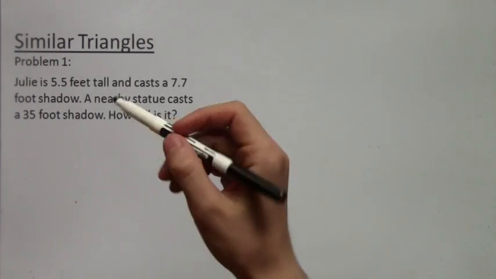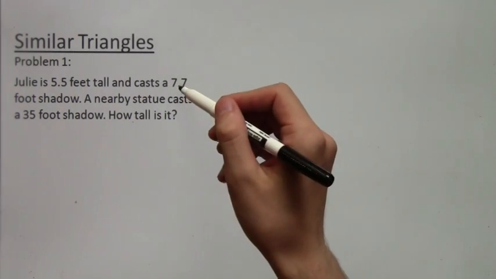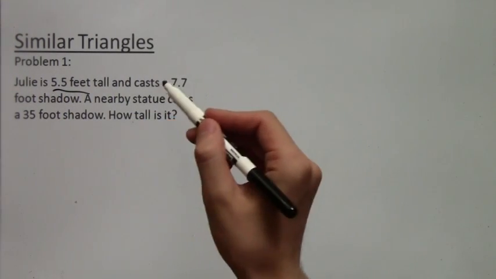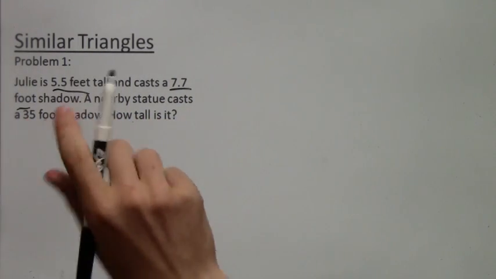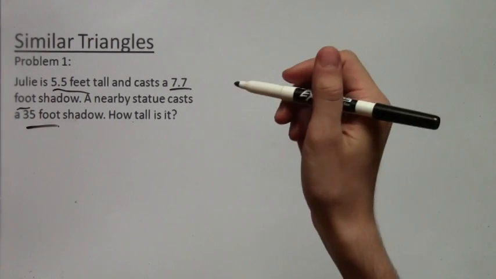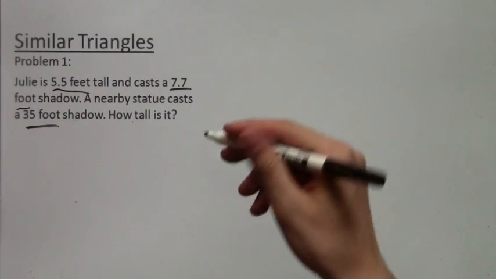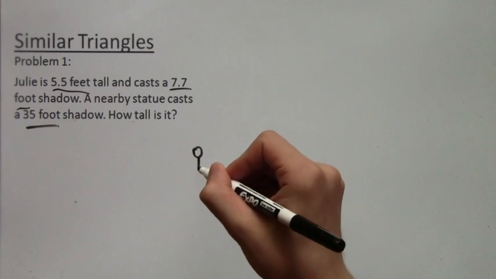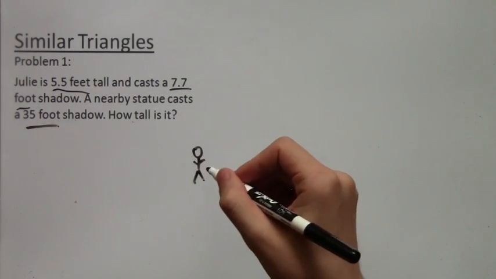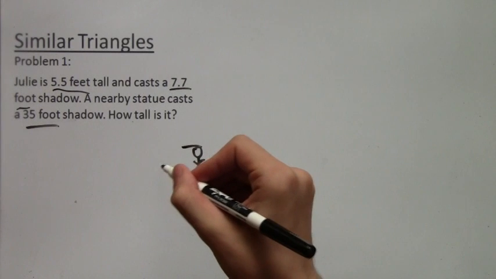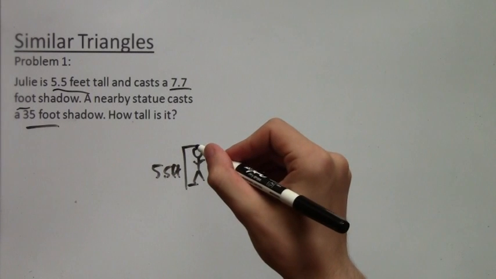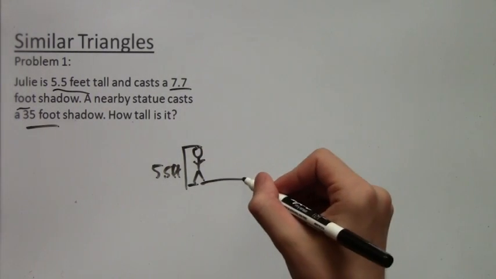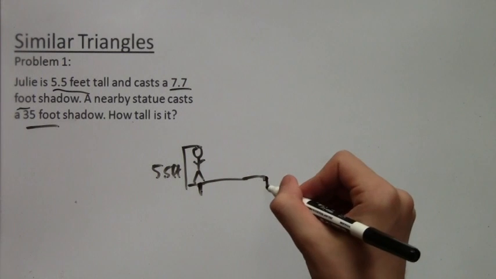Problem 1. Julie is 5.5 feet tall and casts a 7.7 foot shadow. A nearby statue casts a 35-foot shadow. How tall is it? So here are the numbers I'm underlining. Of course, we're going to need some sort of a diagram. So here's going to be Julie, and she's 5.5 feet tall. Then she casts some sort of a shadow, and that shadow is a little bit longer. It's 7.7 feet.